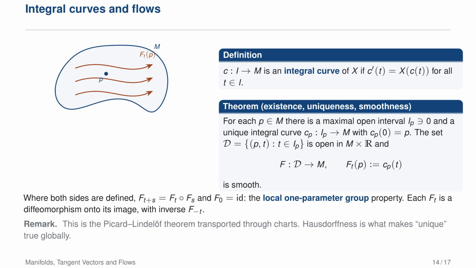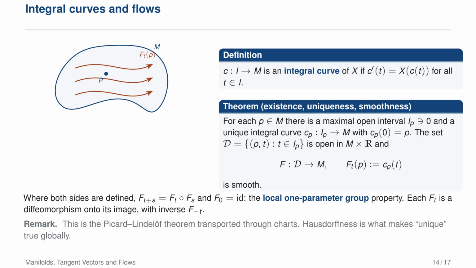The basic theorem gives three things at once. For each point P, there is a maximal open interval containing 0, call it I_P, and a unique integral curve starting at P at time 0. Next, the set of pairs P and t for which that curve is defined is open in M cross R. And the map F, which sends P and t to the point reached at time t, is smooth in both arguments jointly, where both sides are defined.